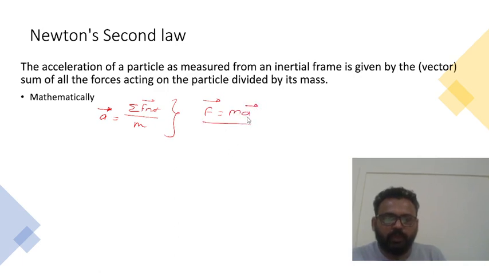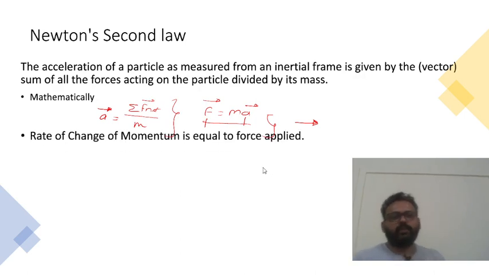Okay, so acceleration and force are both vector quantities. The direction in which you are applying a force, you get the acceleration in the same direction. But this is a special case of something, a general case. What is that general case? The rate of change of momentum is equal to the force applied.